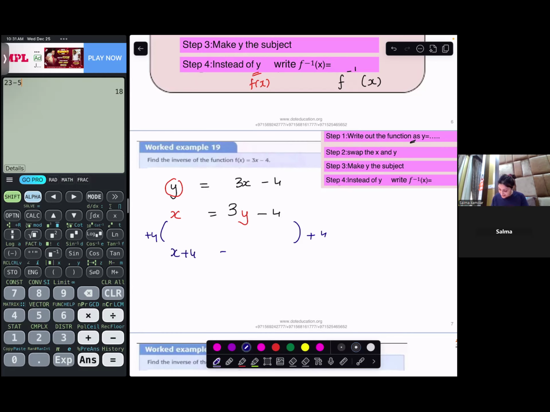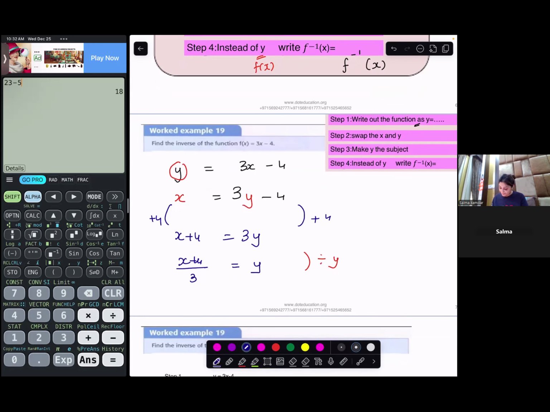So this will become x plus 4 is equal to 3y. Then I will divide both the sides by 3. So this is going to become x plus 4 divided by 3 is equal to y. Now instead of y, I will put f minus 1 of x. That means this is the inverse of my function. It is x plus 4 divided by 3.